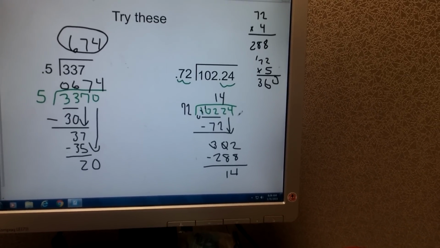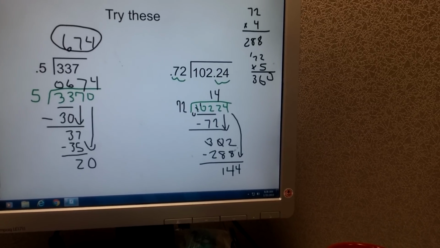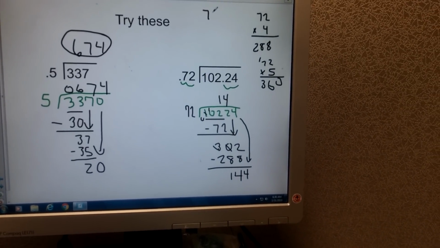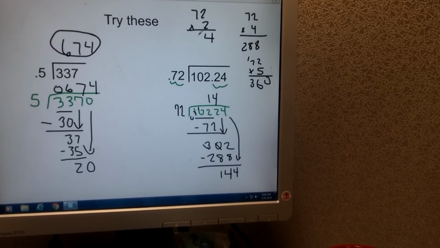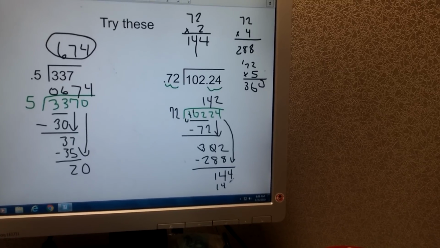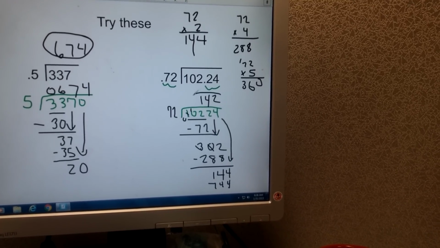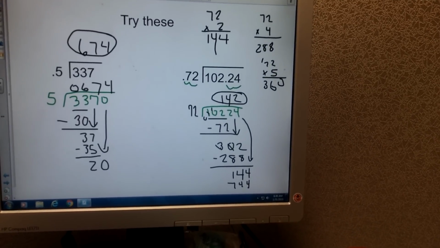14. Okay, we're going to bring down our last place value, which is a 4. Well, this might look promising because I think 72 times 2 is going to get us there and be finished with it. It is 144, and that finishes our problem off. So 142.